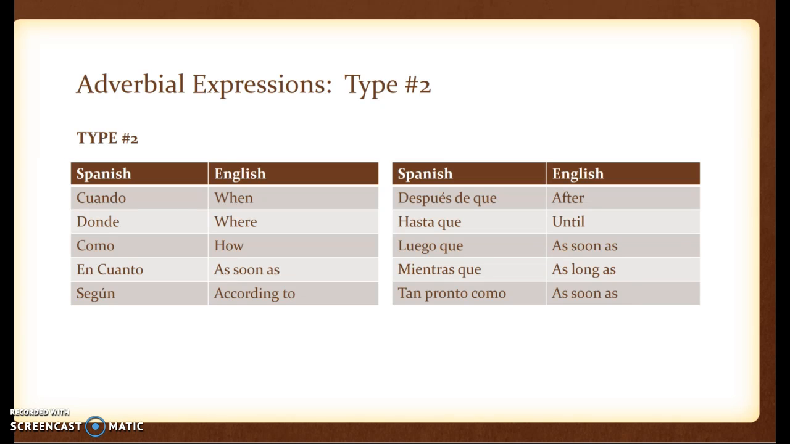These adverbial expressions sometimes require the subjunctive and sometimes require the indicative. And we're going to talk about when we need to use each one. So remember, type 1 always require subjunctive. Type 2, we have to make a decision. That's why we're putting them on flashcards, to help us remember which is which.